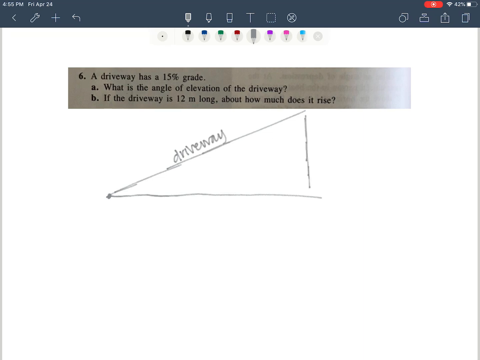Okay, and it has a grade of 15 for a rise and 100 for a run. And that's because the grade is equal to 15%. 15% is 0.15, which is equal to 15 over 100. And grade is rise over run. So your rise is 15 and your run is 100. I'm going to be able to find the angle of elevation.